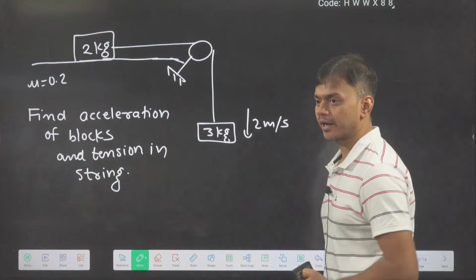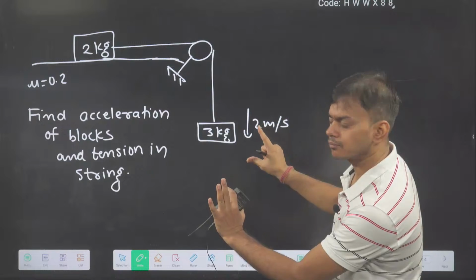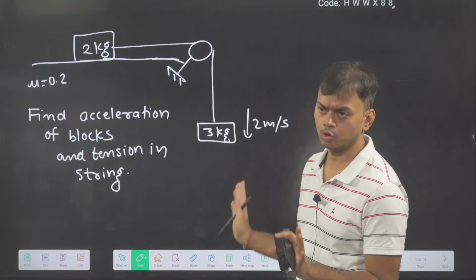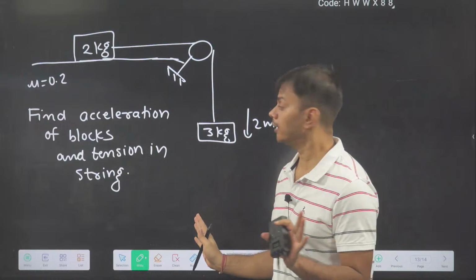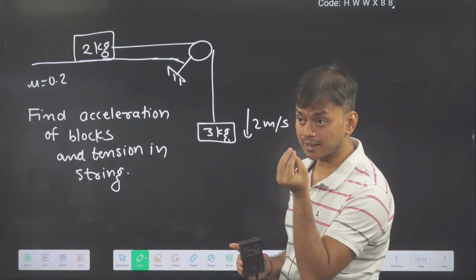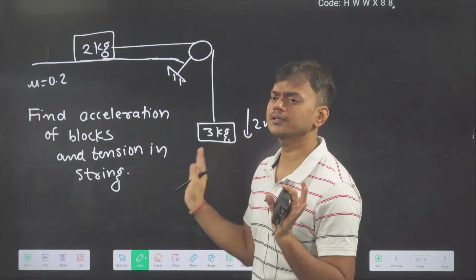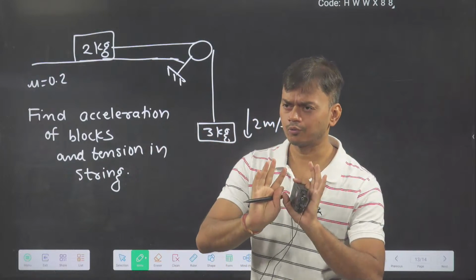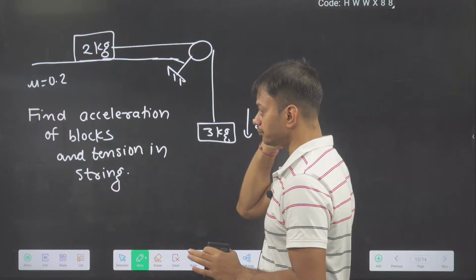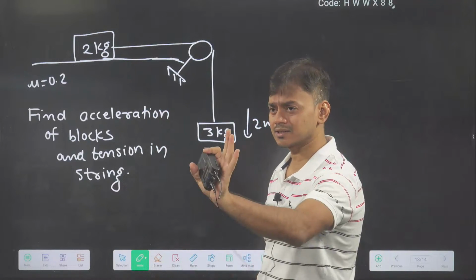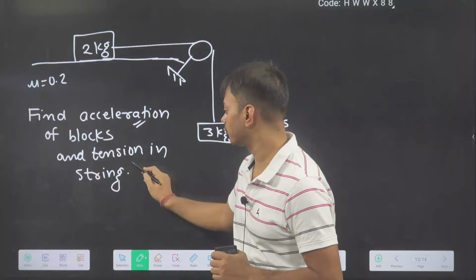Now I have shown you a diagram in which the moment I saw this system, it was moving with speed 2 meter per second. No problem with that. It is already moving, so no question of static friction. In the question, you will have to be that pinpointed: already moving means kinetic friction. They are asking what is the acceleration or retardation, whichever is applicable. So we have to find acceleration and we will have to find tension.